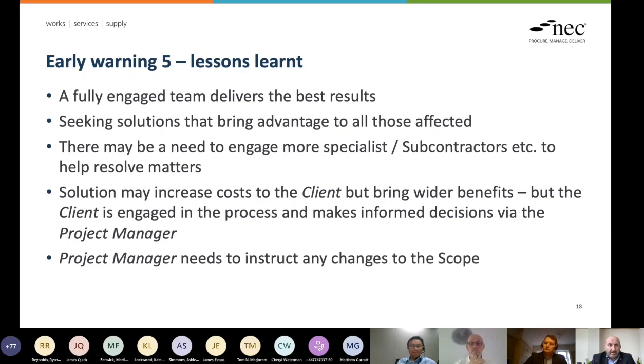Yeah. So as the contract requires, issue any instructions that are necessary to change the scope. It may be there isn't an action to change the scope. We looked before at actions around the second issue in terms of car parking, which was people going away and having conversations, speaking to their staff. That can be recorded as actions on the early warning register, but may not necessarily need an instruction. Where an instruction is required, it has to be given. We have to make sure we have the paperwork in place. Would anybody from the panel like to add any more thoughts to that last early warning?